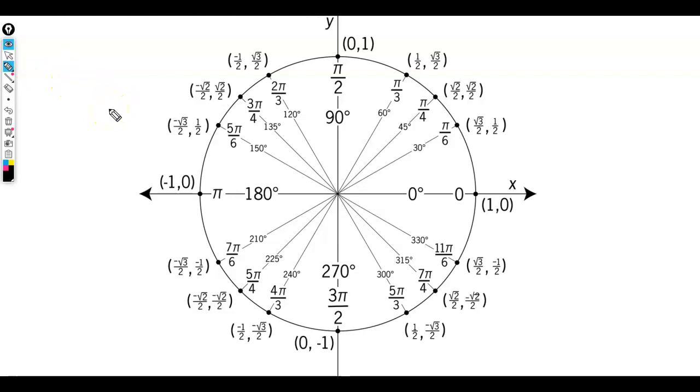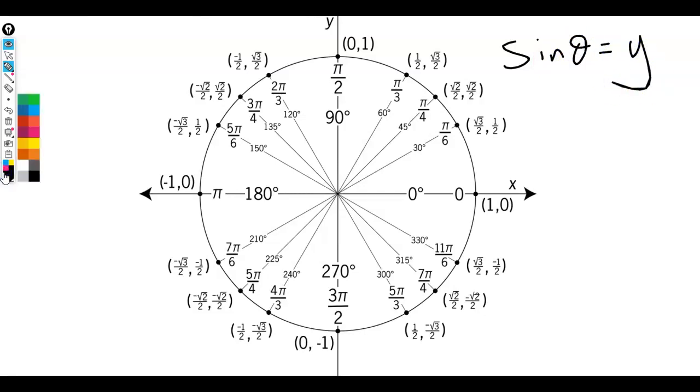Now, let's review a little bit. First of all, you guys remember that cosine equals x, right? But sine is the y value. So let's begin here by finding our first one. How about what is sine of 30? Well, that's the y value when we're at 30 degrees, which is right here, right? So sine of 30 is a half.